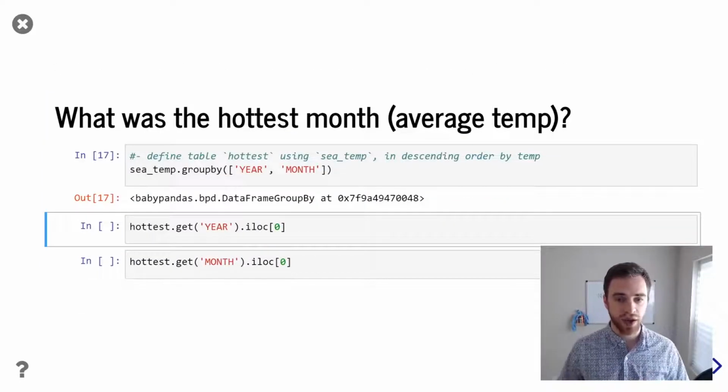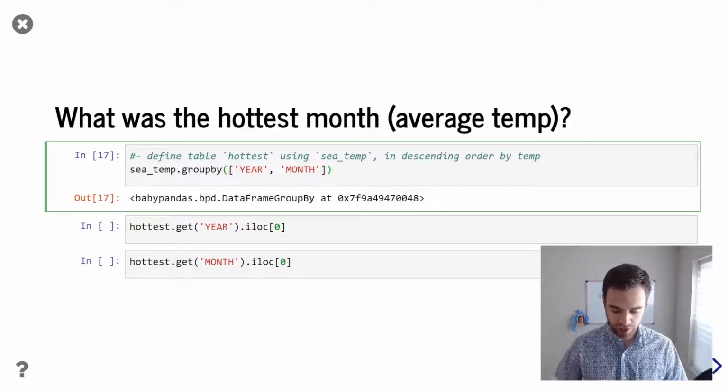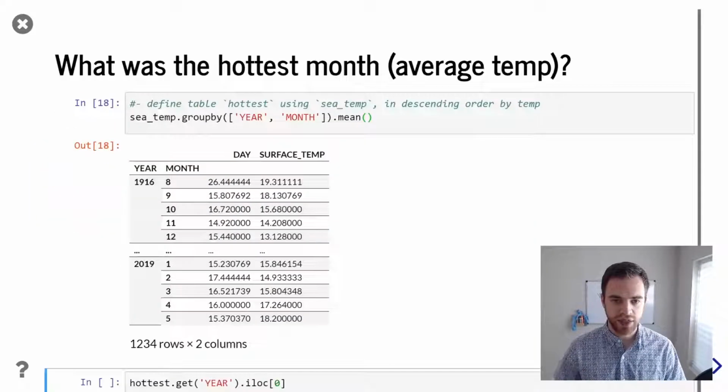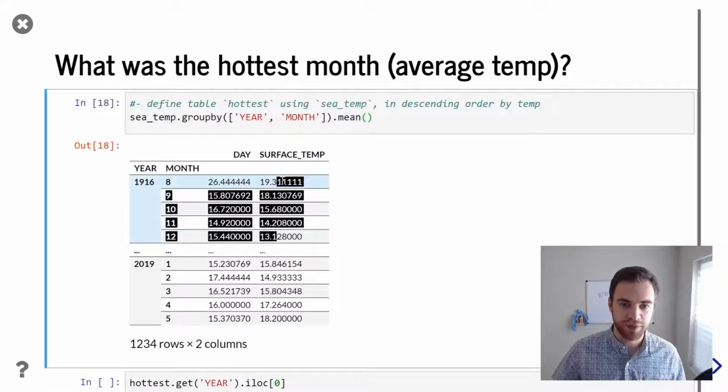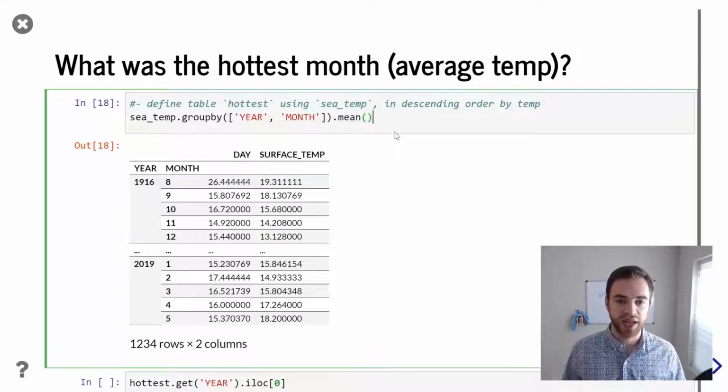Okay, so I have a group by object. I want to find the average within each, so I will take the mean, and then I see that the average day within the month of August of 1916 was 26.44. Okay, the average surface temperature was 19.31. This is what I want, this column, surface temp. So I'll go ahead and I will get the surface temperature column.